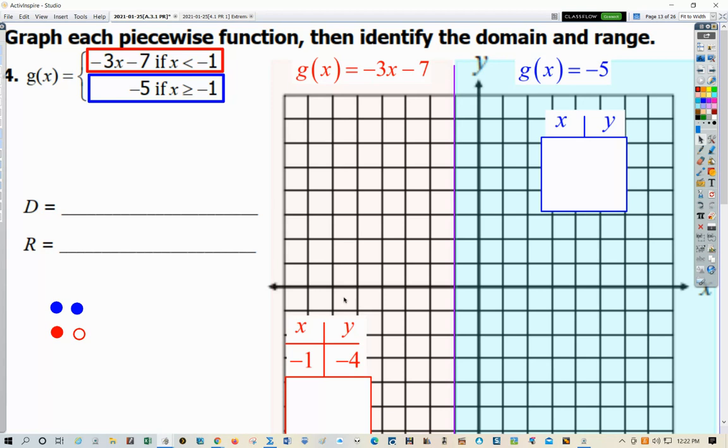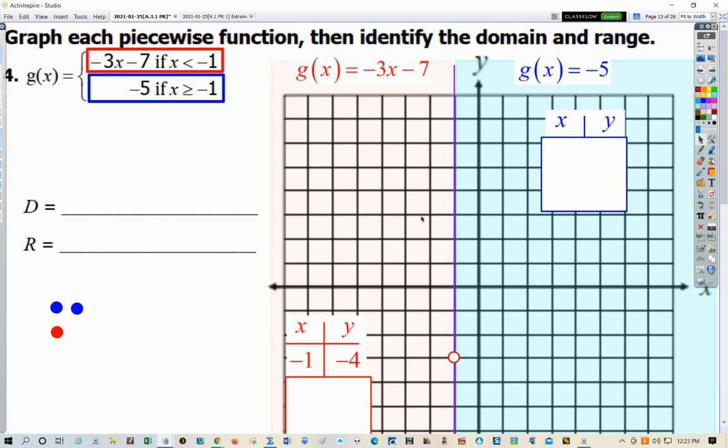So I could plug -1 into my function, which I already did, right? -3 times -1 is +3 minus 7 gives me a -4. So that means I've got an endpoint at the coordinates -1, -4, right? But remember, the red region doesn't actually include -1. That's just an endpoint. So I'm going to make that one an open endpoint. And there it goes, -1, -4, right there. Everybody agree?